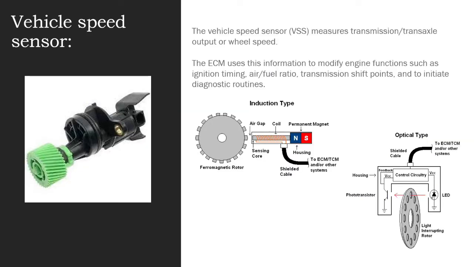Next one is the vehicle speed sensor. The vehicle speed sensor measures transmission output or wheel speed. The electronic control module uses this information to modify engine functions such as ignition timing, air and fuel ratio, and transmission shift points, and to initiate diagnostics.